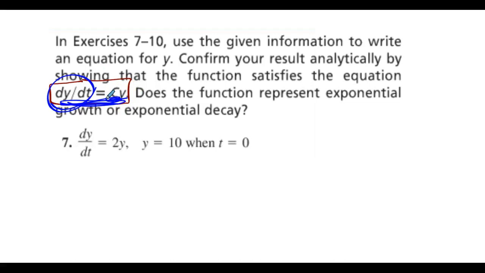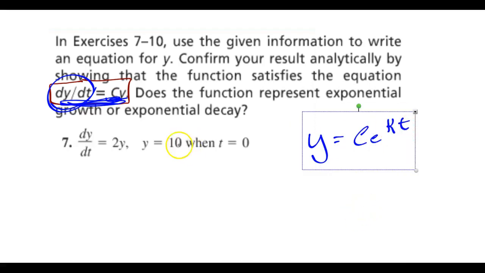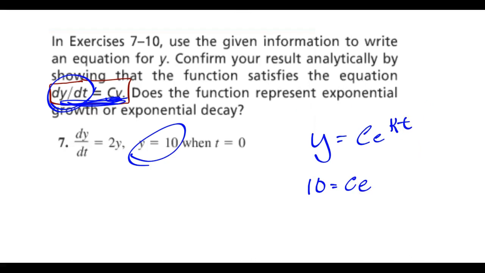So let's start with the only thing that we know. y is equal to Ce^(kt). And it does tell me that y is 10 when time is 0. So I'll plug that in. 10 is equal to Ce^(k times 0). So that's Ce^0, or C times 1 equals 10. And I do know C is 10.